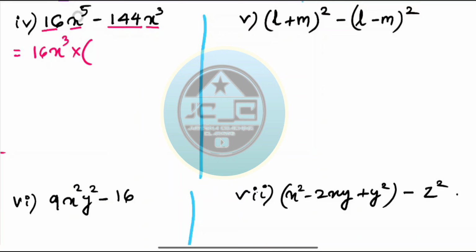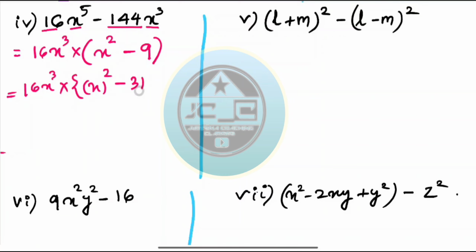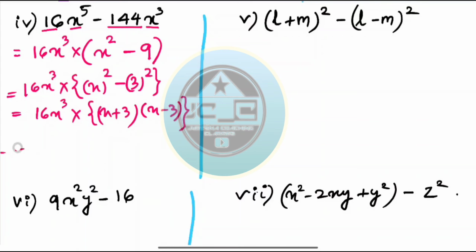After taking common out of these, what else remaining? X square minus, here what do we have? We have 9. Clear? So this is 16x cube whole into x square minus 3 square. Now what is this? This is 16x cube whole into x square minus 3 square. So x plus 3 into x minus 3, right? Without the bracket, we can write that 16x cube into x plus 3, x minus 3.